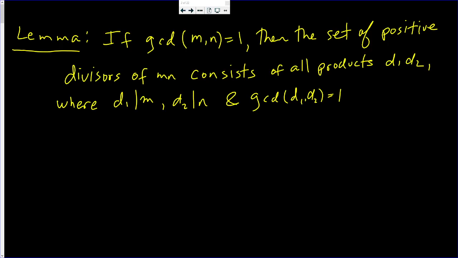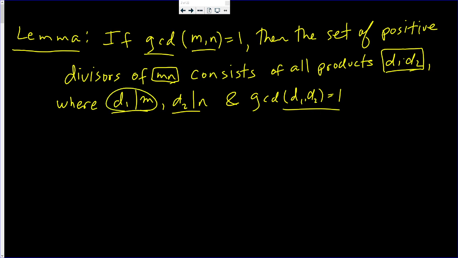In this video, I'm going to prove this lemma. It says that if you're given two positive integers m and n, and the GCD is 1, then the set of positive divisors of m times n consists of all products of the form d1 times d2, where d1 divides m and d2 divides n, and the GCD of d1 and d2 is 1. So all divisors of mn are of this form.